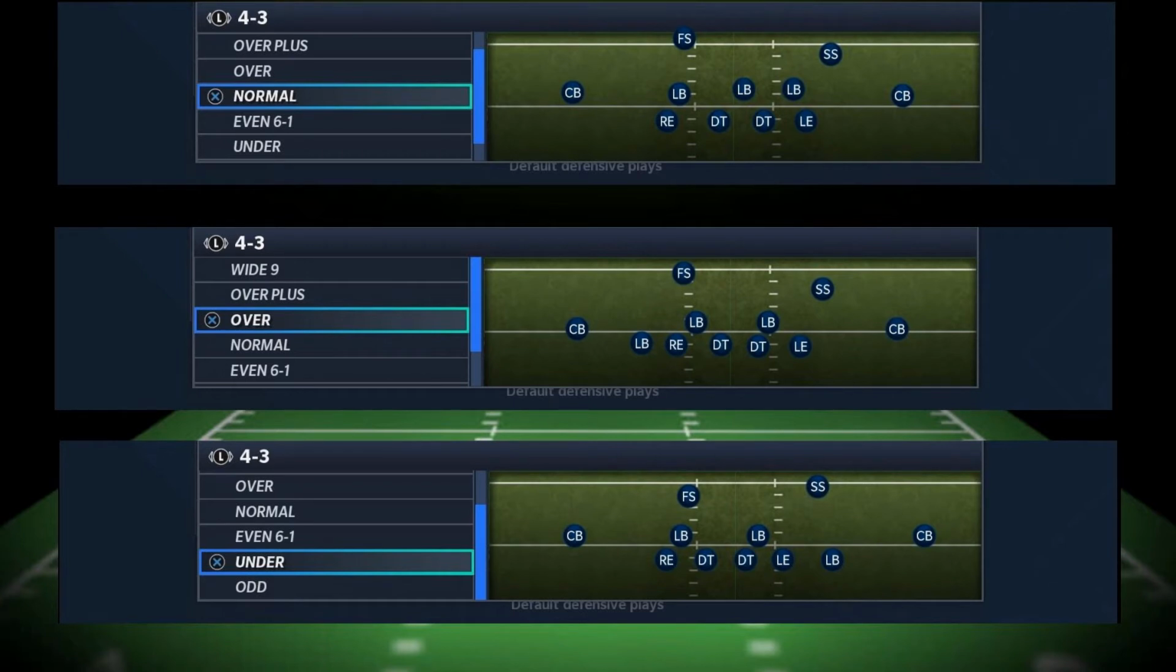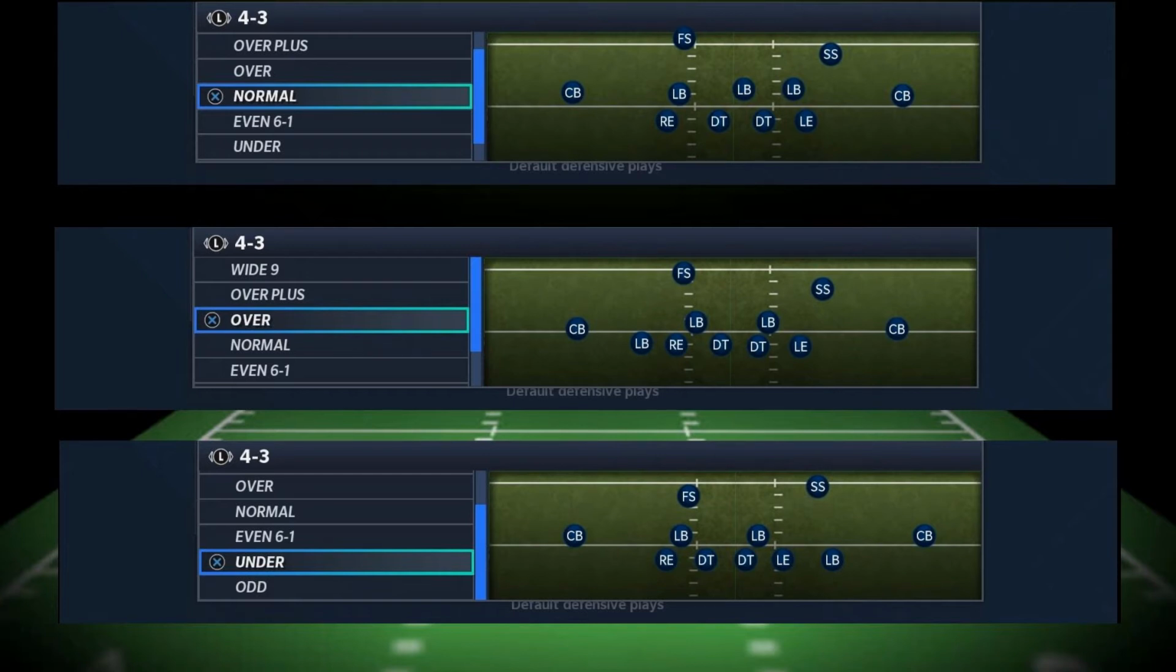Run into the right. So if you run into the right, you have a linebacker there, you have a CB there, and a strong safety. So always remember, if somebody's in 4-3 under, you might want to run to the left. Okay, so in the front 4-3 under, run to the left.